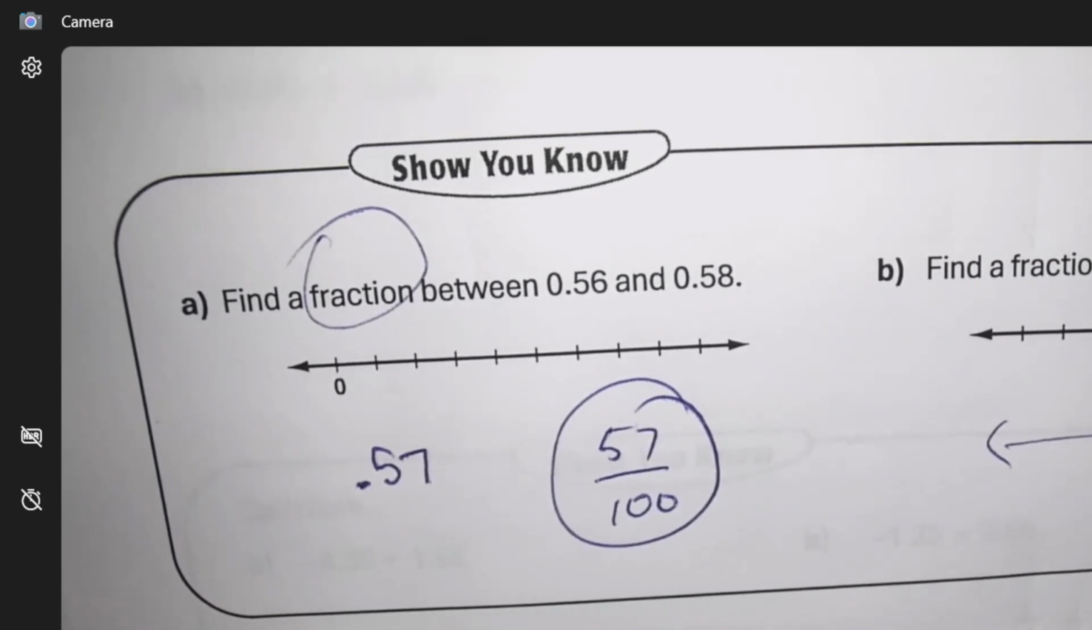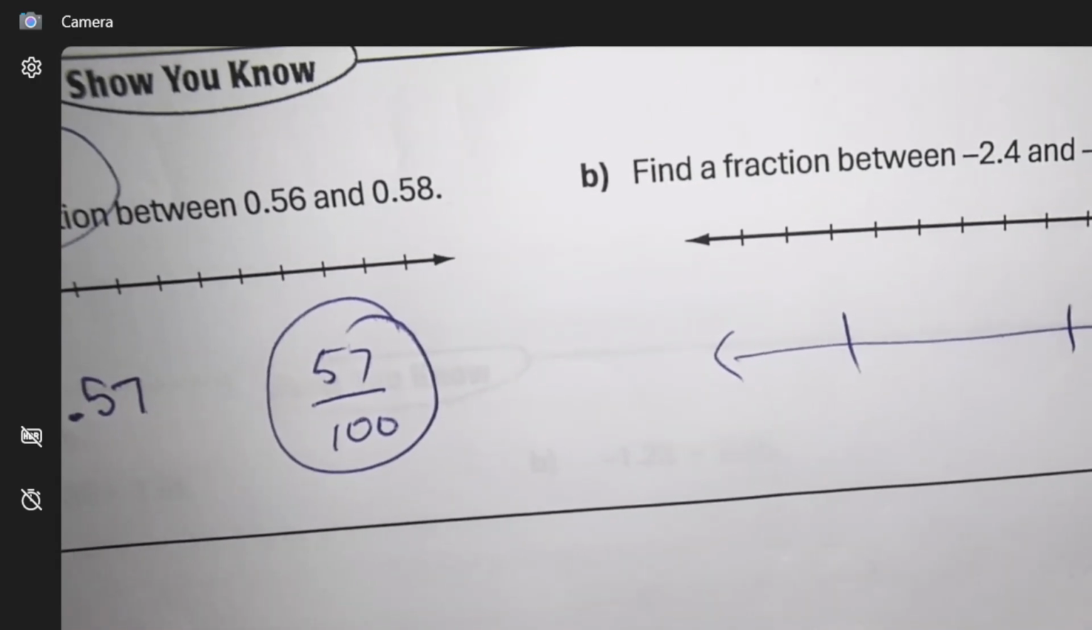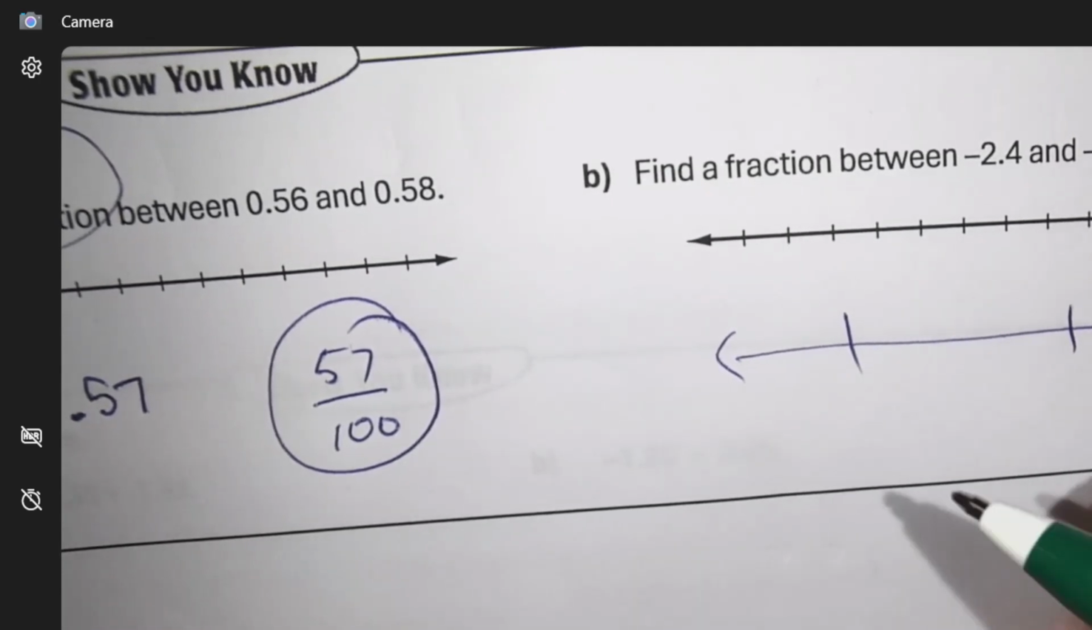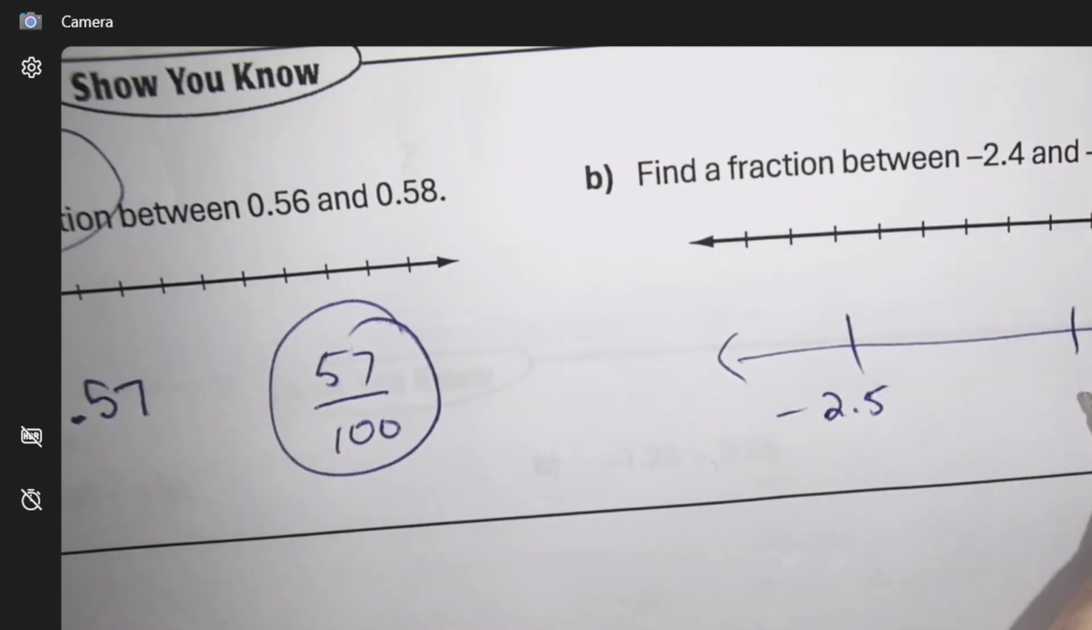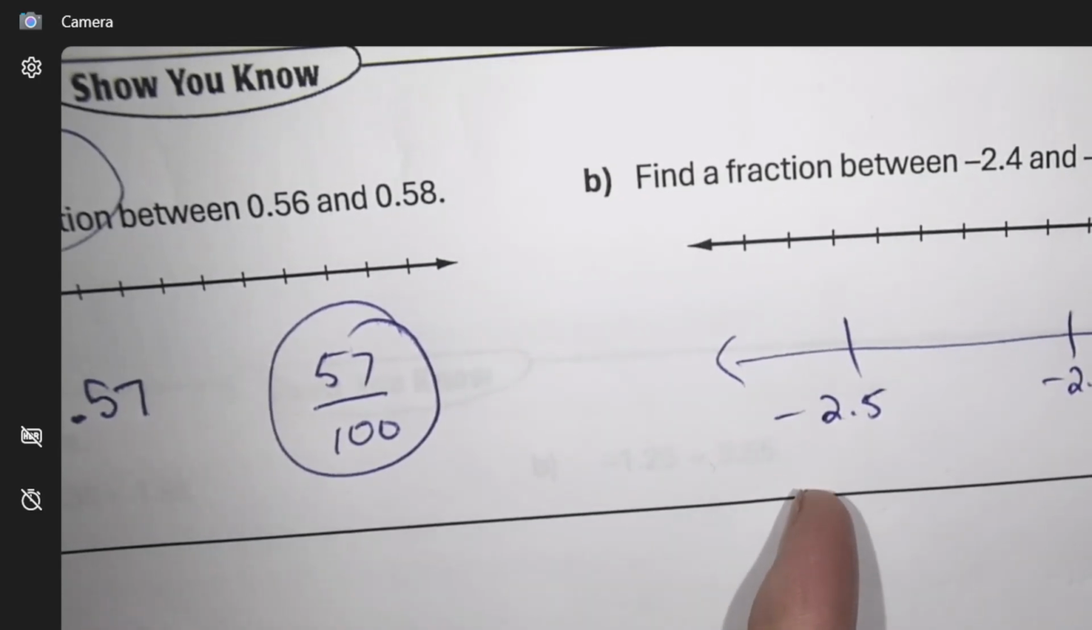Okay, if I'm on a number line, which number would be further to my left? Negative 2.5 or negative 2.4? Negative 2.5. Okay, so this is more on my left.